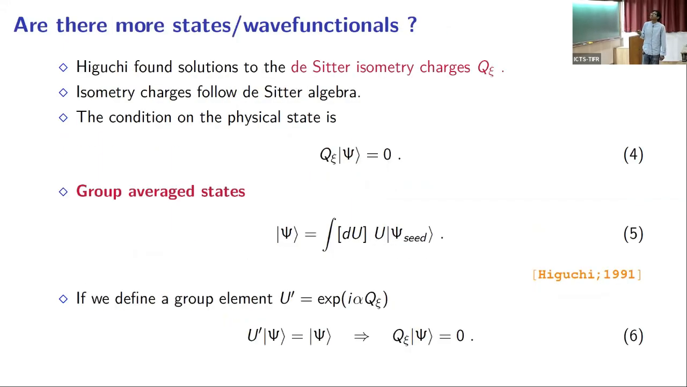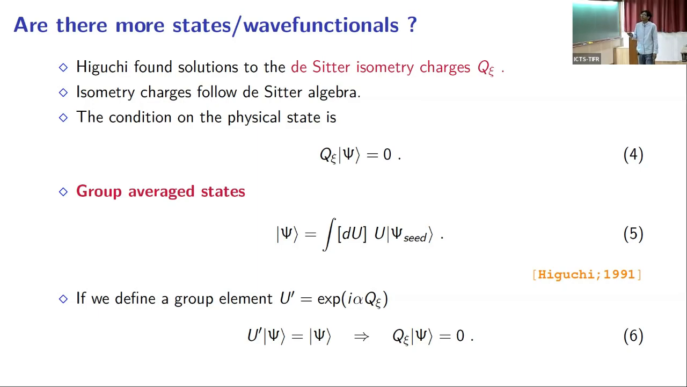In this regard, Higuchi in 1991 made a proposal. He dealt with the de Sitter isometry charges. Isometry charges are another version of this constraint. These are integrated constraints, you can think, and they follow the de Sitter algebra. So earlier it was H psi, and now it is these de Sitter charges acting on psi. In AdS or flat space, they have some boundary, and the charges give you some boundary value, but de Sitter, as you already saw, is like a sphere; it has no boundary.